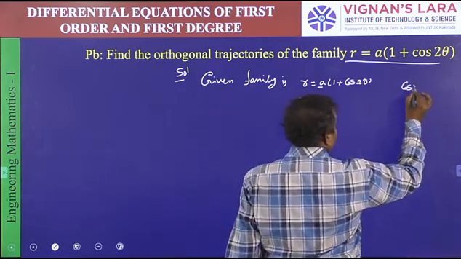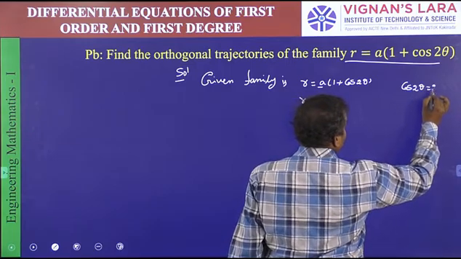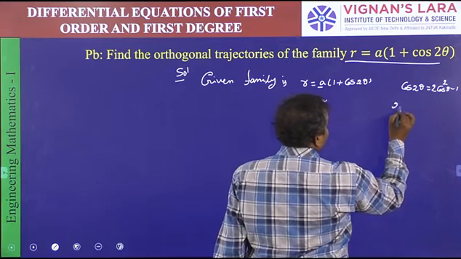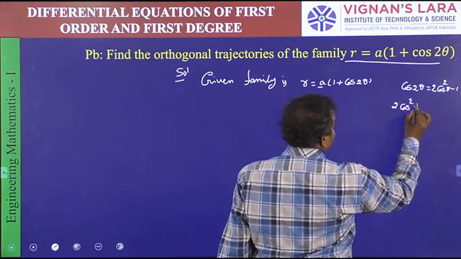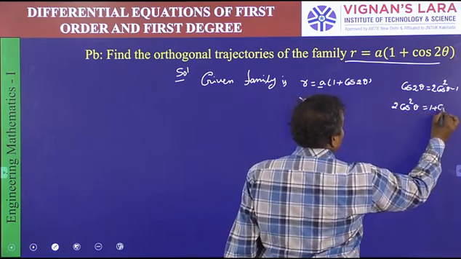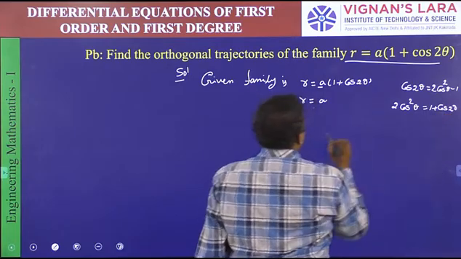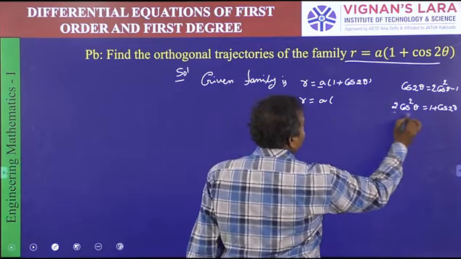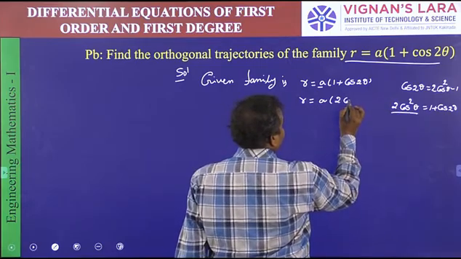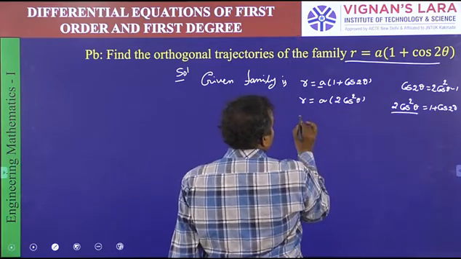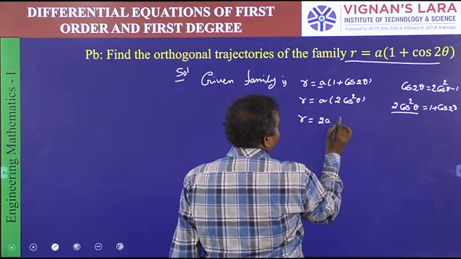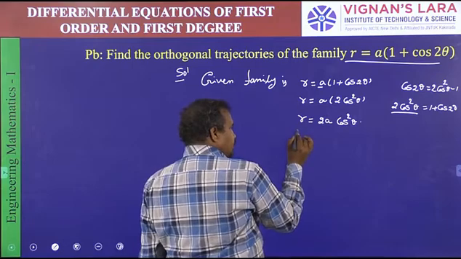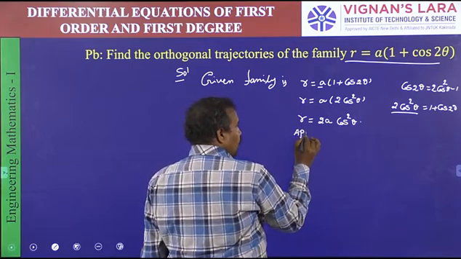What is the formula of cos 2 theta? 2 cos square theta minus 1. From this, 2 cos square theta value is 1 plus cos 2 theta. Then a into 1 plus cos 2 theta value is 2 cos square theta. So r is equal to 2a cos square theta. For our easy convenience, apply log on both sides.